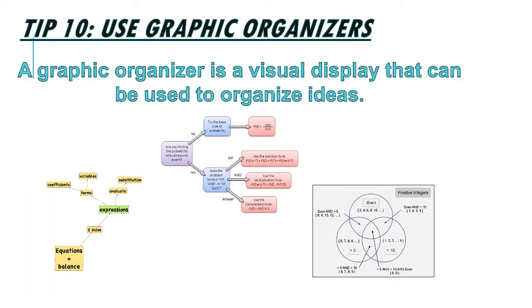Tip 10, use graphic organizers. So a graphic organizer is a visual display that can be used to organize ideas. So here are some examples. You can kind of read through these on your own if you'd like, but Venn diagrams, mind maps, flow charts, compare and contrast charts, these are all things you can use to help organize if you're having trouble remembering when to use what rule. Just writing a mind map out is helpful to kind of think about what topics you covered for that unit, or Venn diagrams, again, for comparing and contrasting.